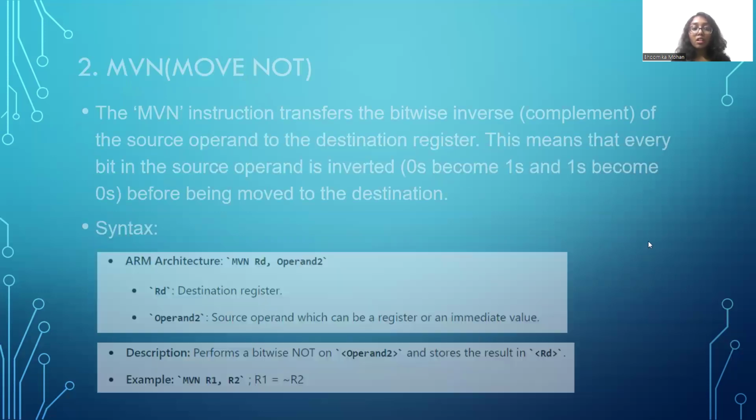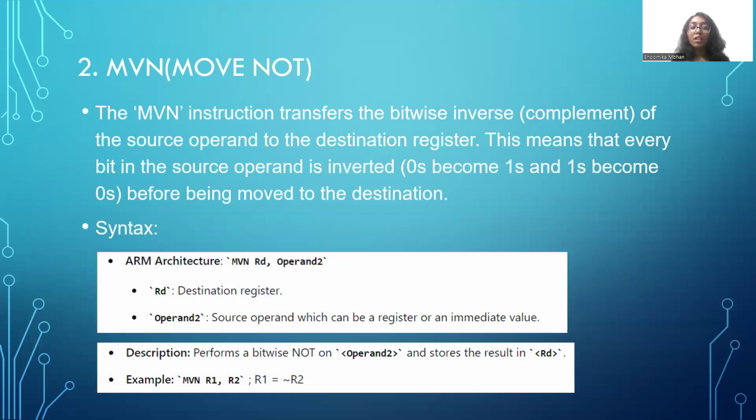So the next is MVN, that is move not. The MVN instruction transfers the bitwise inverse, the complement, of the source operand to the destination register. This means that every bit in the source operand is inverted, that is zeros become ones and ones become zeros, before being moved to the destination.